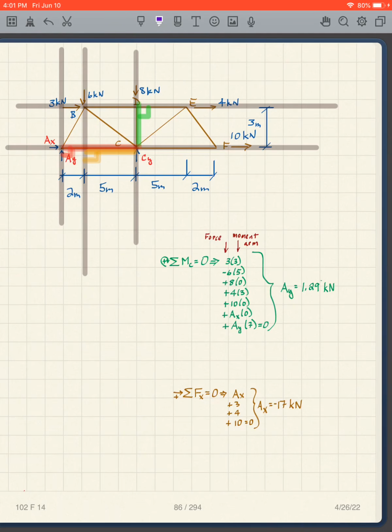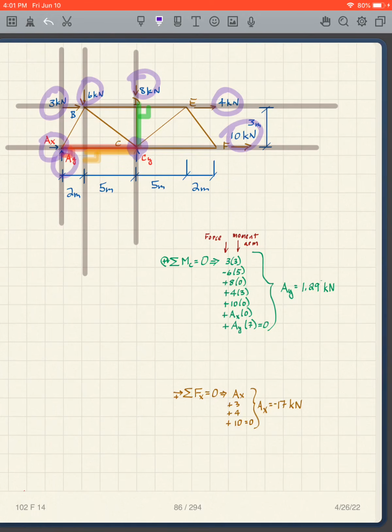Now I'm going to take moments about C. I have to get my perpendicular distances. Well, here's one perpendicular distance, here's another perpendicular distance, here's another perpendicular distance. So all the perpendicular distances are shown. I'm taking moments about C. And what do I have? So I take one at a time. I've got the 3, I've got the 6, I've got the 8, I've got the 4, I've got the 10, I've got AY and AX.